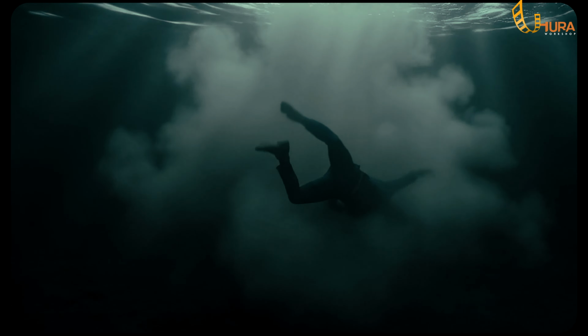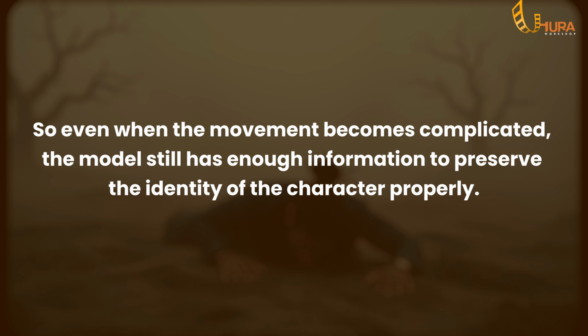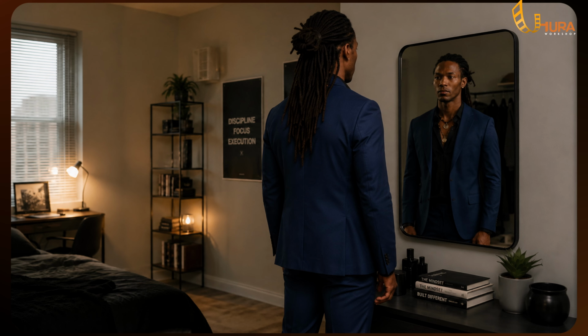So what's the solution? Instead of relying only on the first frame, I also uploaded T-Boy's character sheets. And trust me, this is a very important tip. Uploading the character sheet gives Seedance more visual information about the character's facial feature, body proportion, hairstyles, clothing, and overall physique. So even when the movement becomes complicated, the model still has enough information to preserve the identity of the character properly. If you only upload the first frame, there's a higher chance the facial features may begin to drift after all the aggressive transitions and movement.